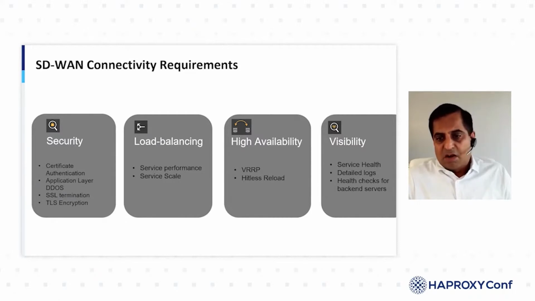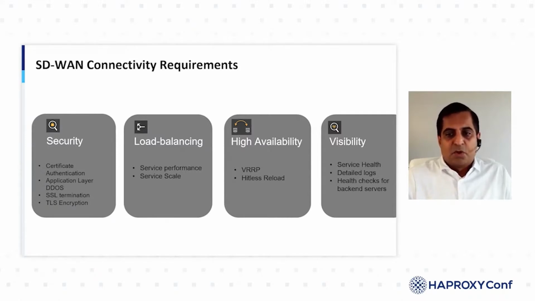But on the high availability side, the two key features which the Nuage utility host is using are VRRP and hitless reload. VRRP provides the active-passive high availability deployment scenario. Hitless reload means no loss of connections when there is a software upgrade for HAProxy, or a configuration reload. So that's important. We don't want to have discontinuity in the service availability.